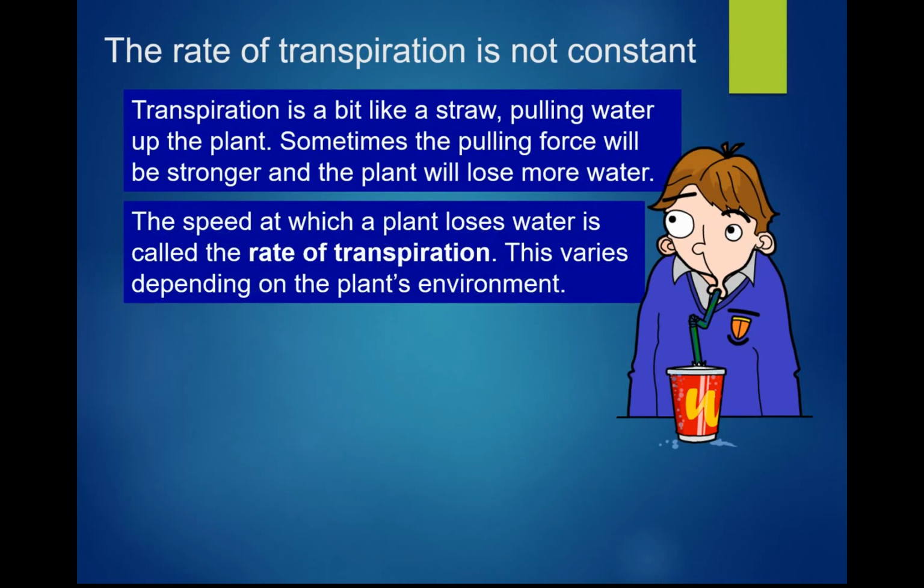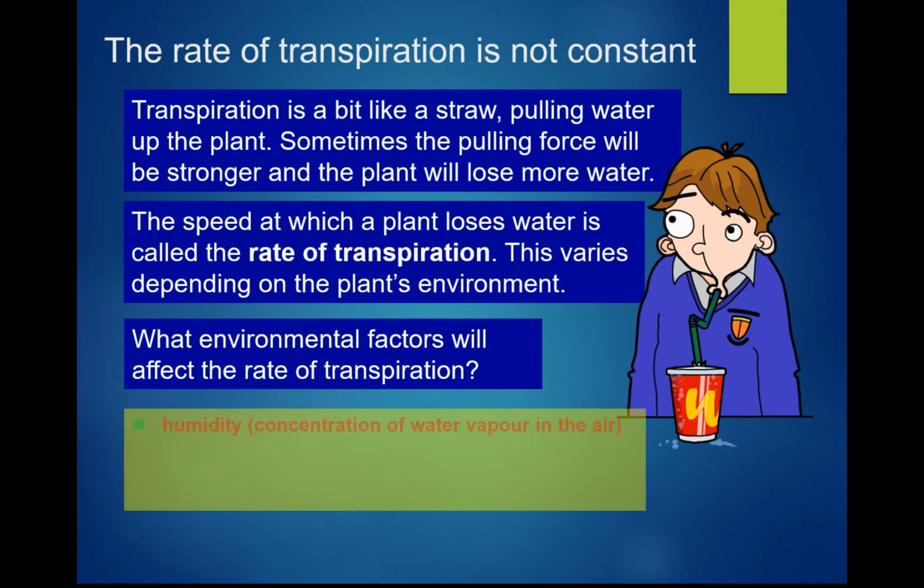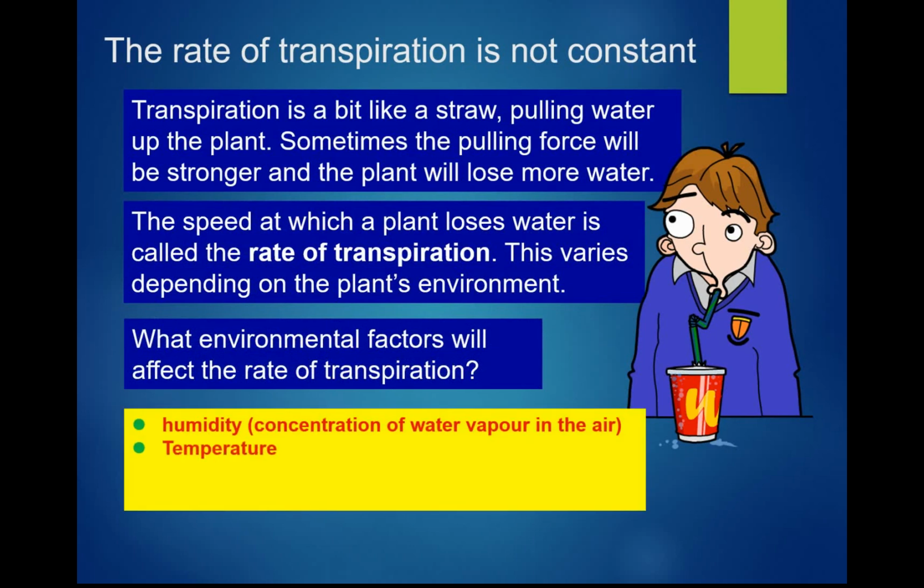Okay, and that speed at which the plant is losing water is called the rate of transpiration. Remember, anything we see, the word rate just means speed, how quickly something's happening. So the key factors we've already mentioned are humidity, temperature, wind speed, and also light intensity. On the next slide, a big table of information. You can use that table to make some notes.